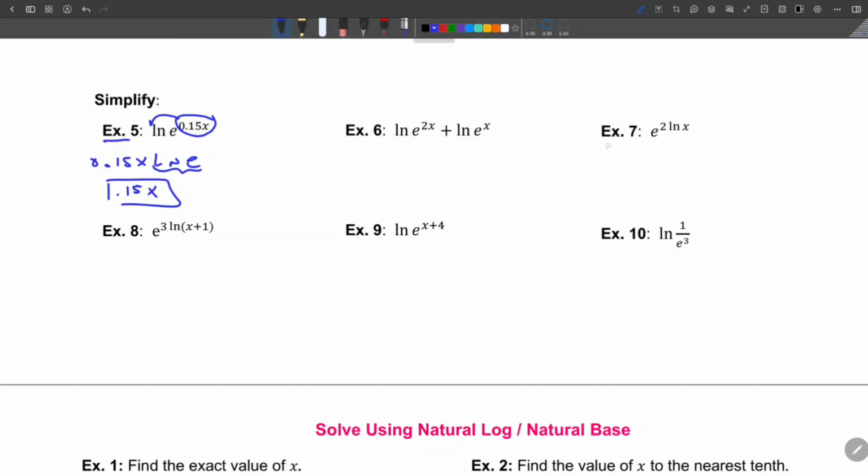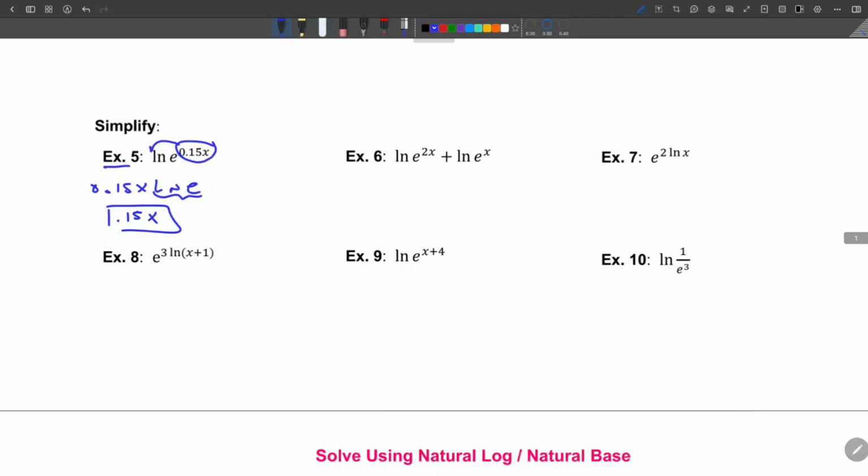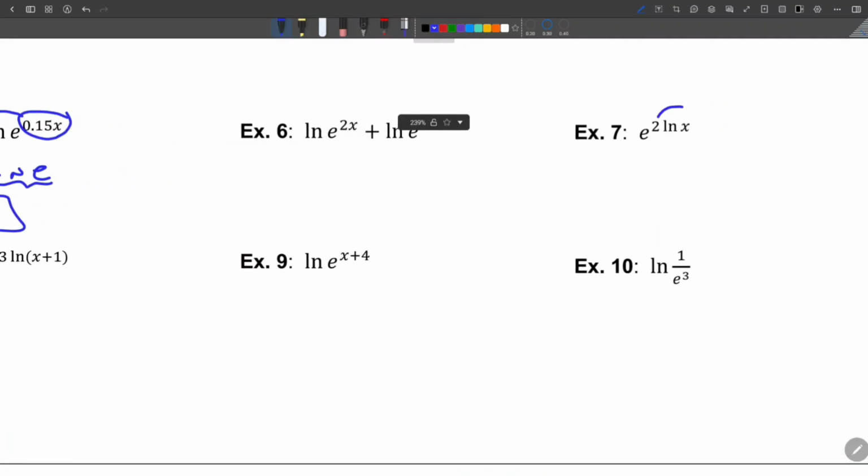Let's do 7. Our property is the natural log of e to the x, or e to the natural log of x, and that's equal to x. Now the catch is that the coefficient in front of the natural log is a 1. This property doesn't work unless it's e, and then our exponent is ln of x. So we need to take care of this 2 first. We're going to turn it into an exponent, and now we can apply the property, and we're left with just x squared. That's not too bad at all, pretty simple.